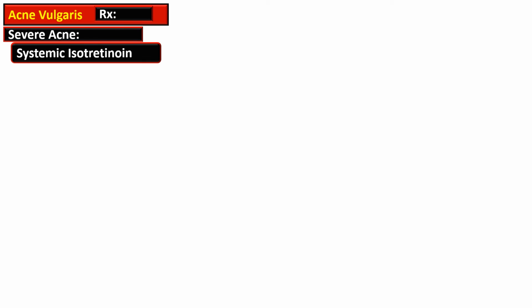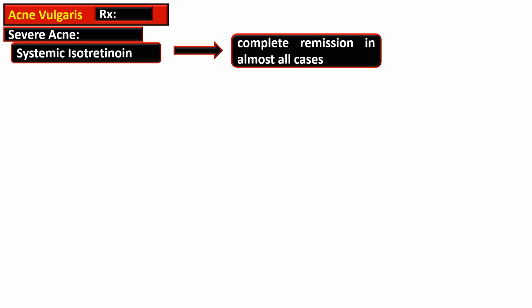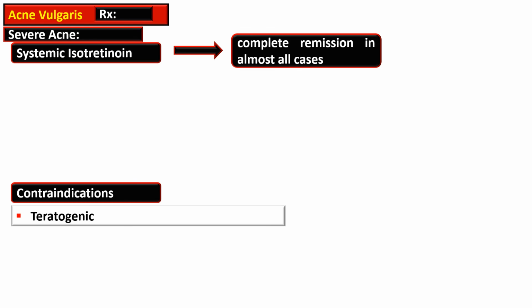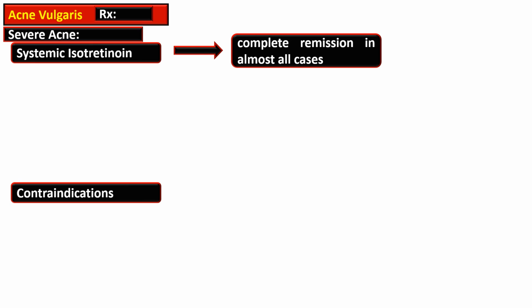Systemic isotretinoin is used in severe form of acne. It is also indicated in cystic or conglobata acne, nodular acne, and acne refractory to treatment. It inhibits sebaceous gland function and keratinization, and it results in almost complete remission in all the cases. As we have seen earlier, it is associated with teratogenesis, and its use along with tetracycline can cause pseudotumor cerebri, that is benign intracranial hypertension.